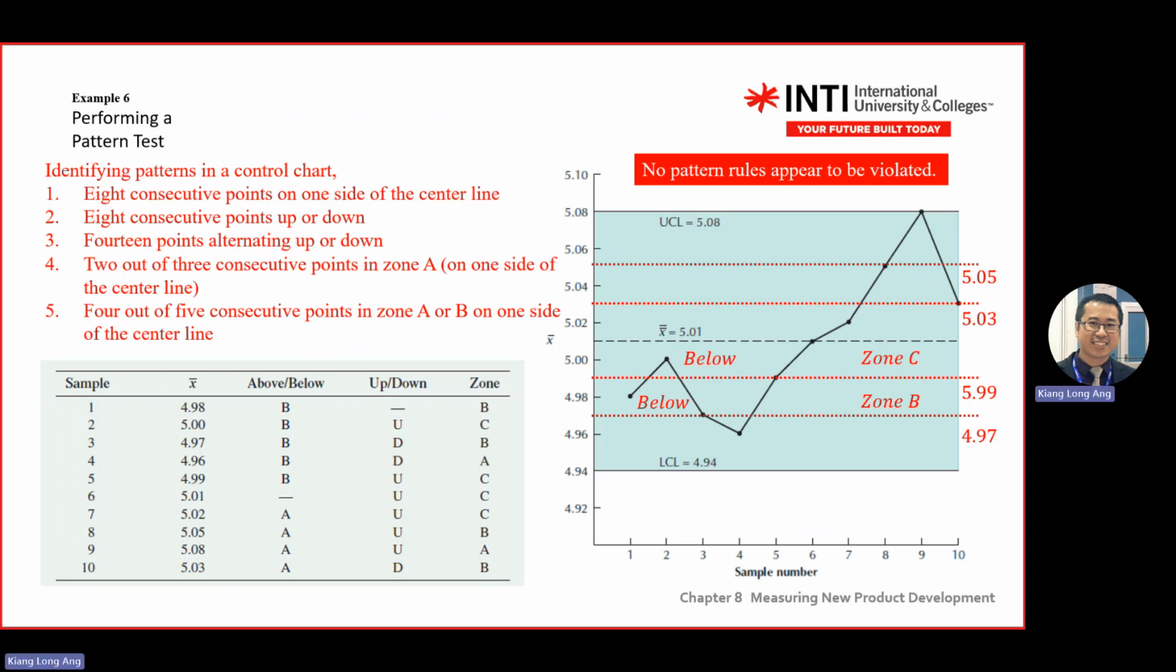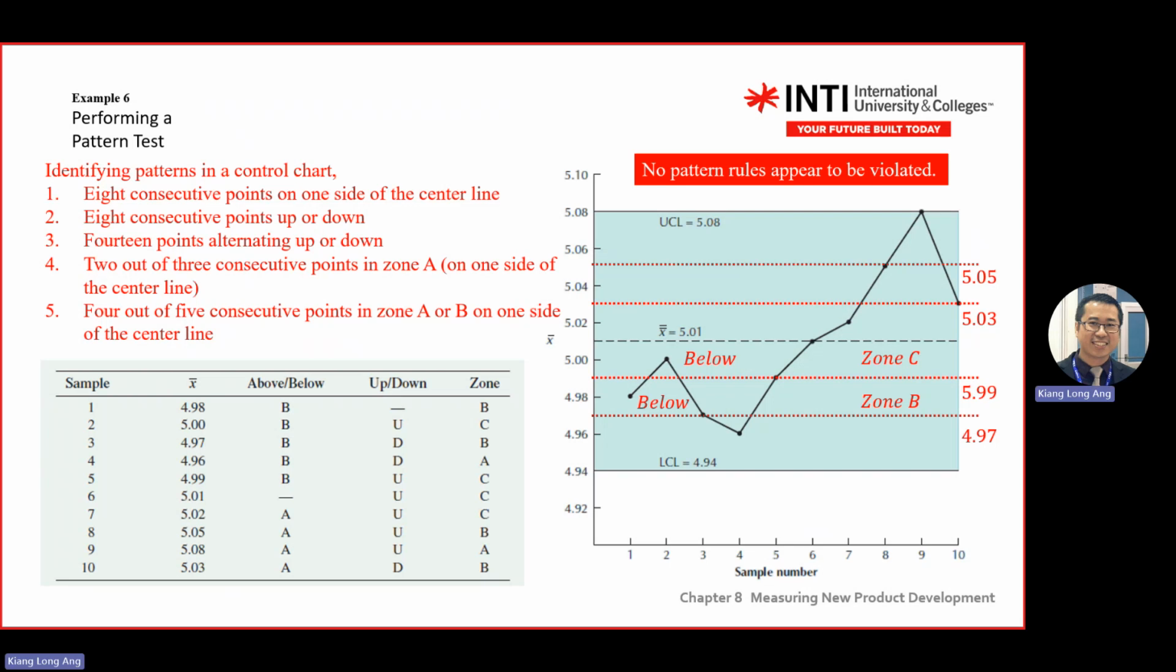Rule 2: 8 consecutive points up or down. There are no consecutive points up or down. Okay, 1, 2, 3, 4, 5, 6. These 6 are going up. But the checklist here is 8, so it does not violate. Then you check 14 points alternating up and down. You count whether all are up and down or not. No, we don't have. It's either up, down, then up, then down.